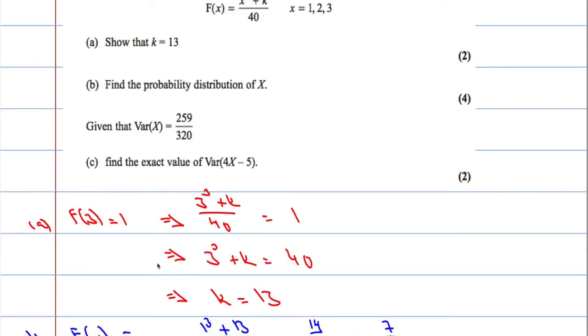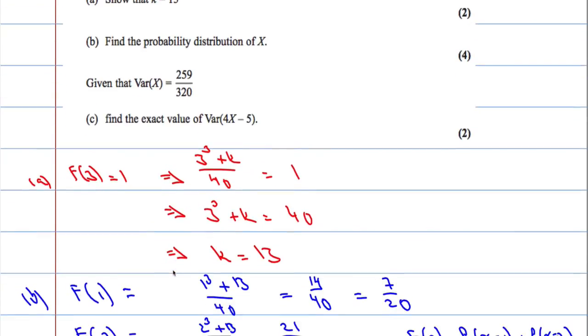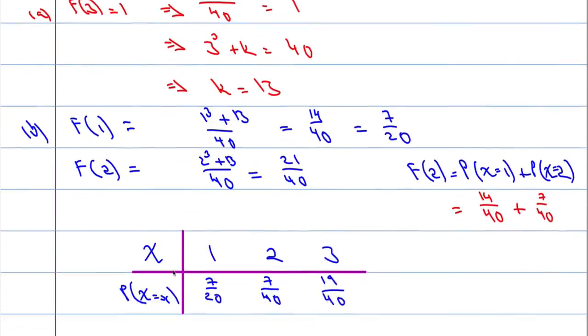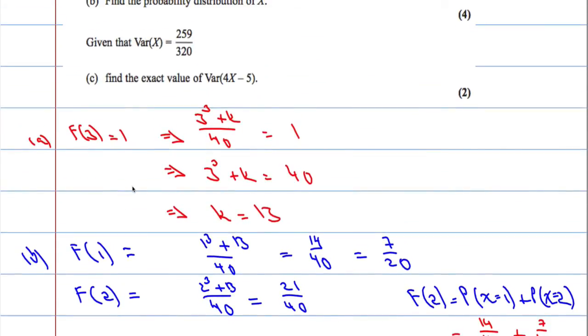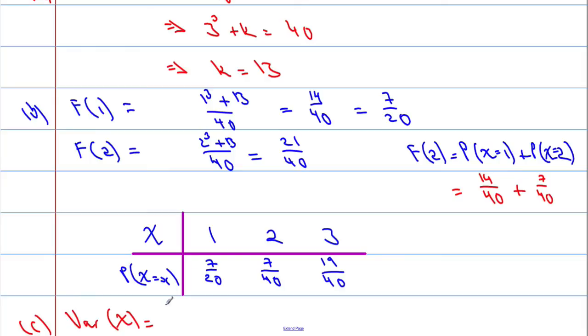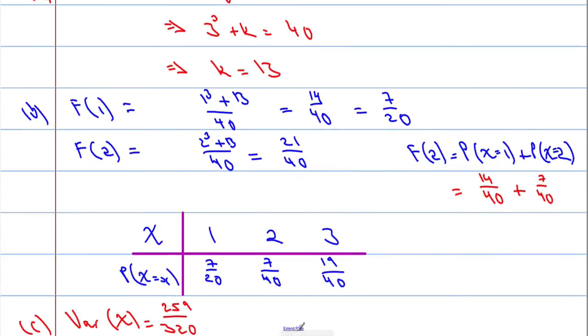Next part, given that the variance of x equals 259 over 320, find the exact value of the variance of 4x minus 5. Okay, so let's just write that information down again. Var of x equals 259 over 320. We want to find Var of 4x minus 5.